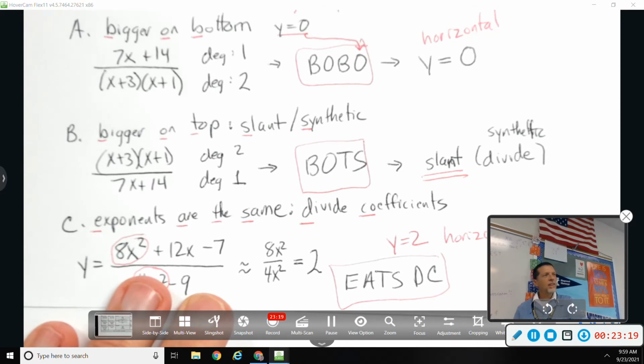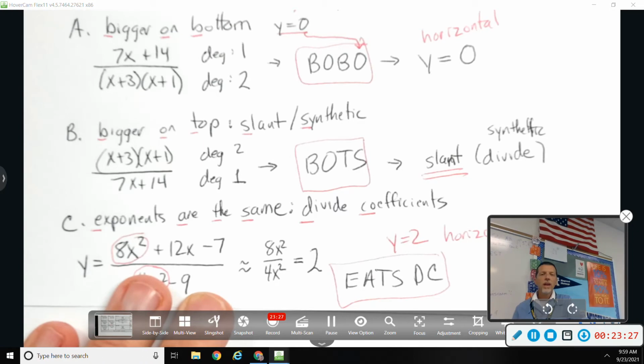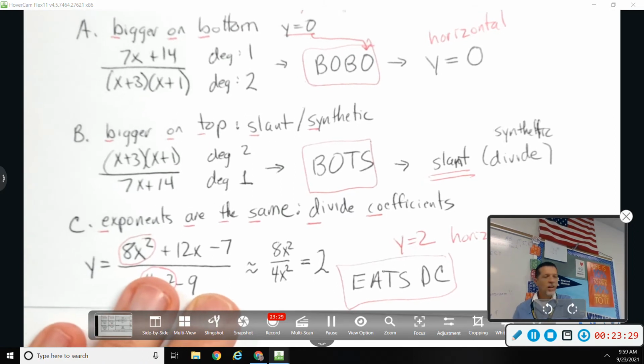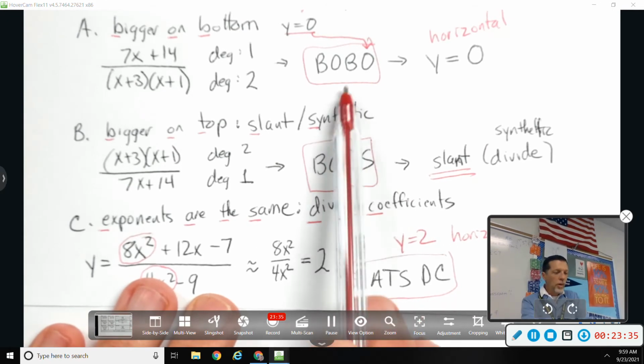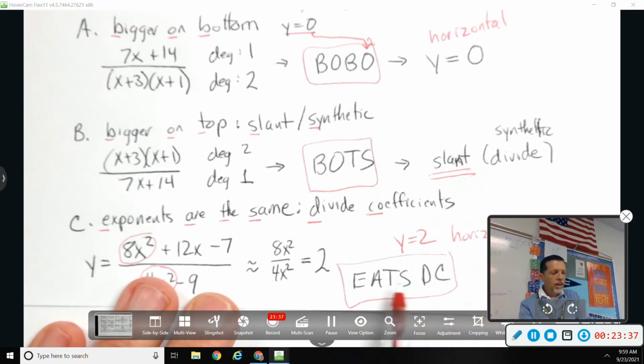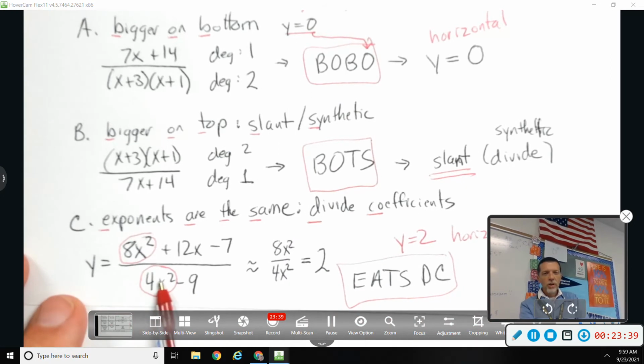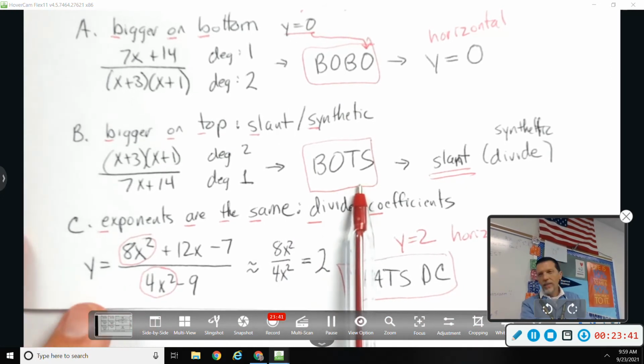Bigger on bottom, 0. Bigger on top, slant, which means synthetic divide, which means a lot of work. Exponents are the same, divide the coefficients. So we like A and C. We like BOBO and EATS DC. Those are the easy ones because there's really not much work. I guess BOBO would be our favorite because there's no work. EATS DC, pretty minimal work. Slant, we'll have to do one of those later because that's a lot of work.